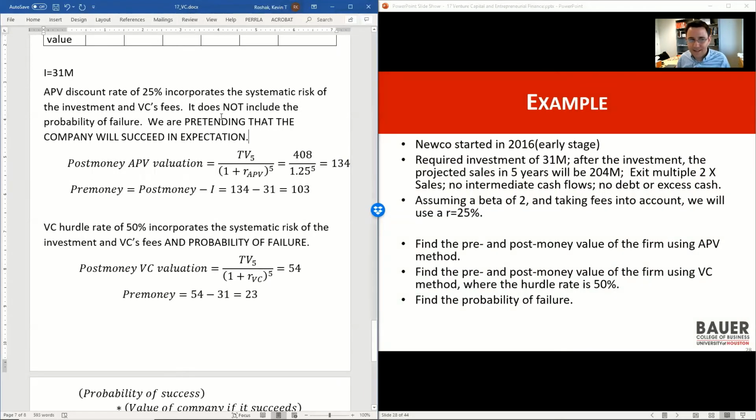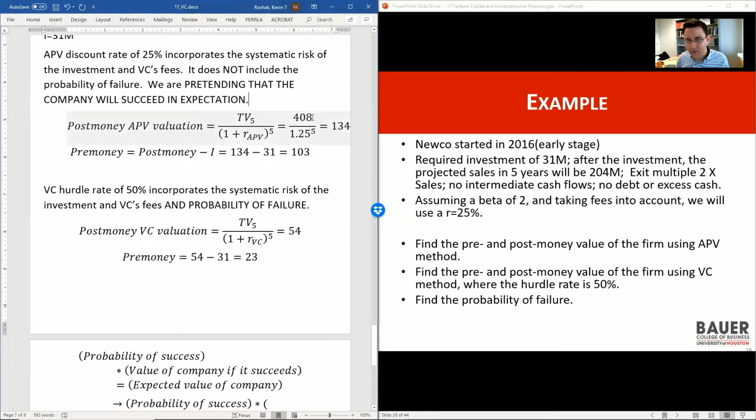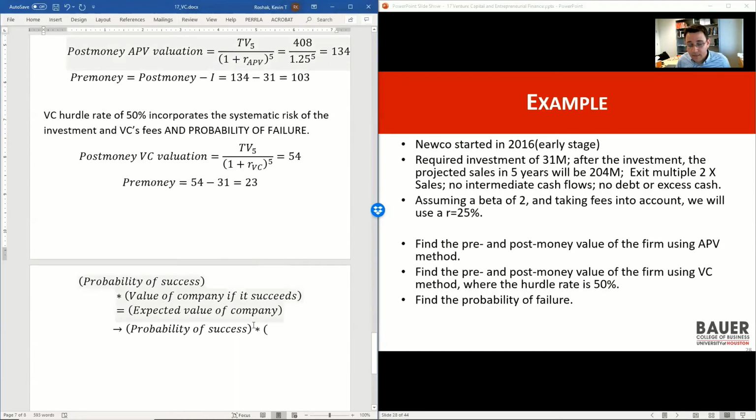We're pretending that this is what we expect to happen. We're expecting that 408 when we use a reasonable 25% discount rate. That's the value of the company if it succeeds, it's at 134.